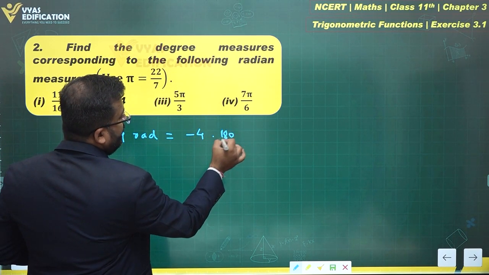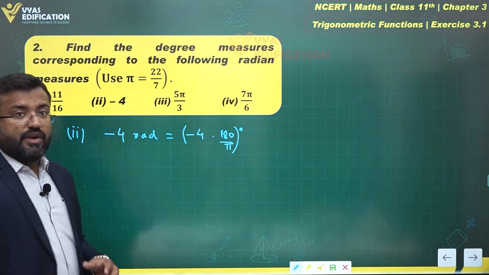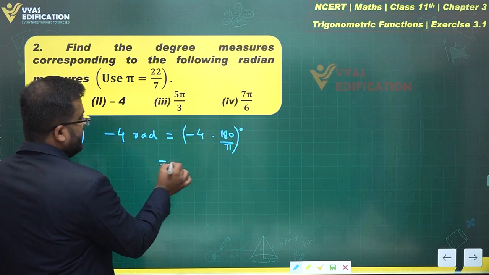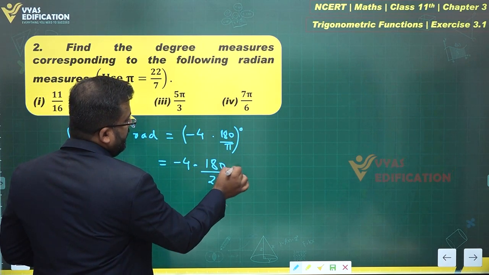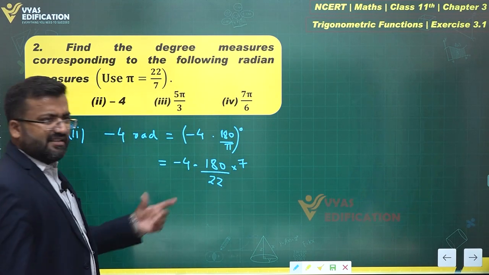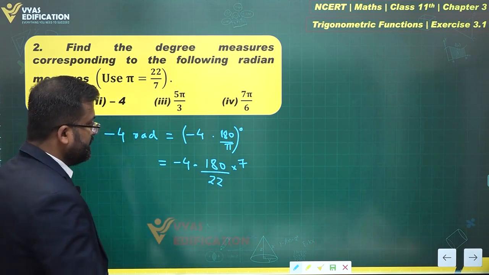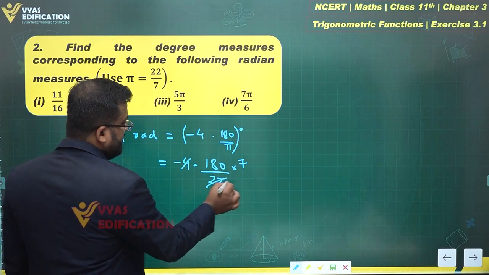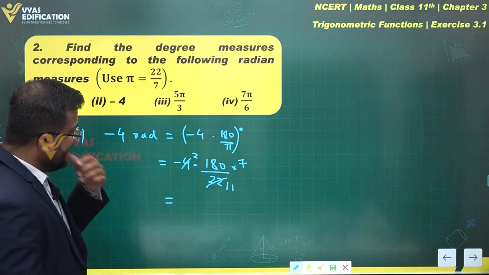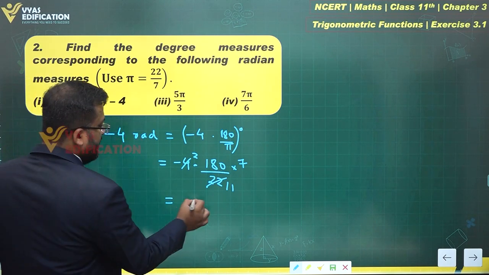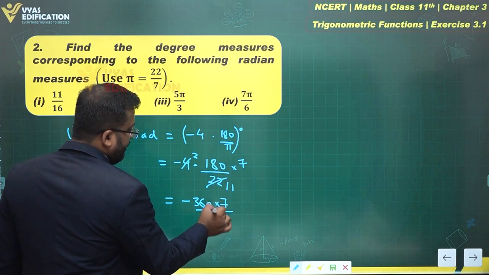180 over pi degrees. This is equal to this. Next, we can write it as 180 over 22 by 7 degrees. This is all going in terms of degrees. What does this simplify into? Let's try to simplify this further. This is 11, this is 2. This is minus 360 times 7 by 11.